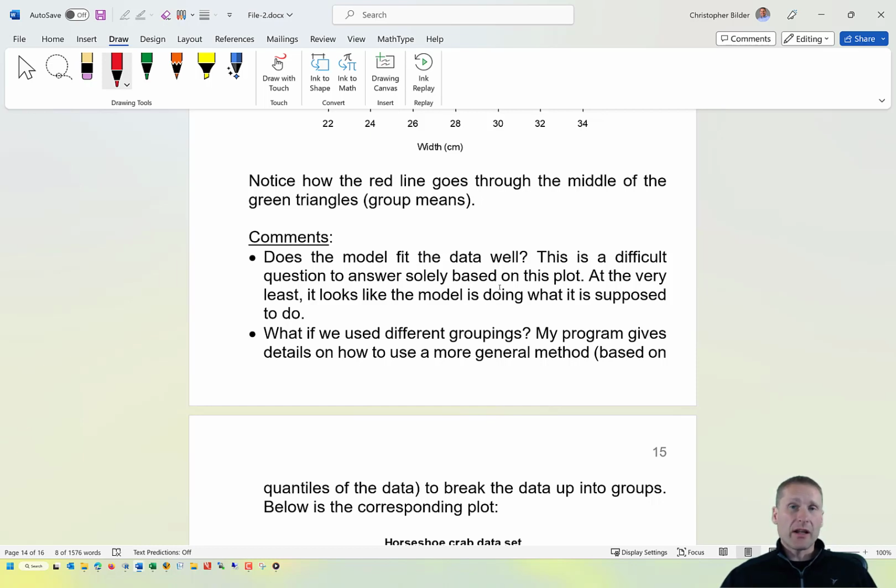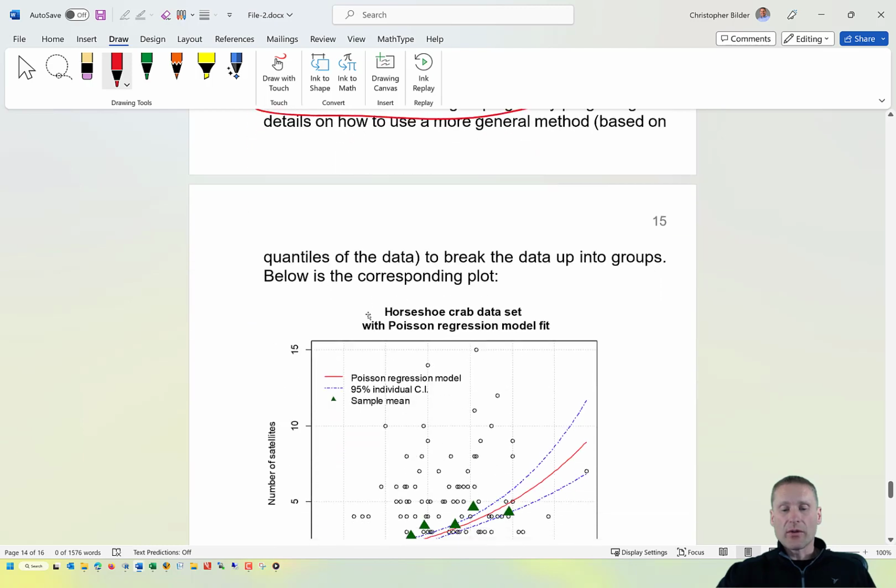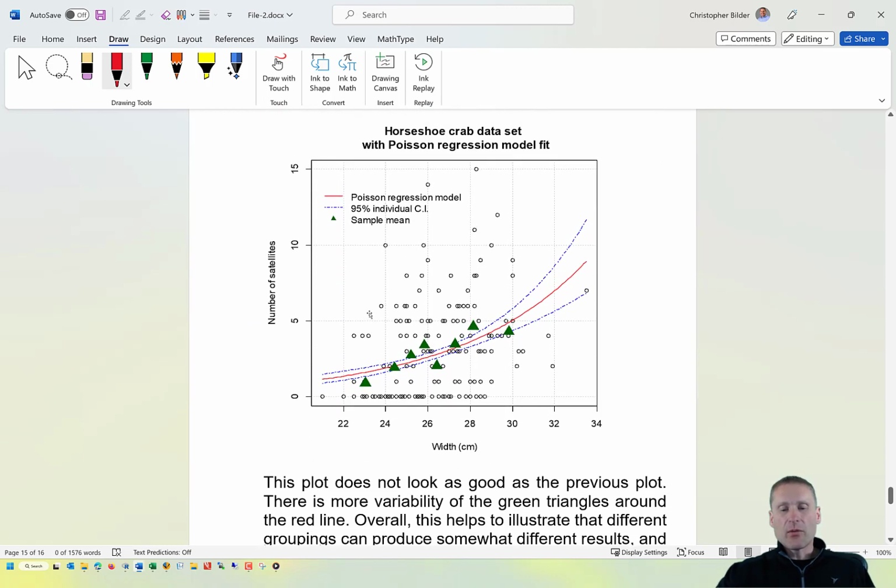When you only have one explanatory variable, it helps to do a plot like this to get a general idea of what's going on. But you might be asking yourself, well, what if we use different groupings though? Well, my program gives some details about how we can more automate the process of finding these groupings, maybe using quantiles of the widths for the female crabs. And if one were to do that, this is what we get. And we can see these green triangles are not fitting as closely to the red line as we saw before, but still, it's not really too bad. But again, what the red line is trying to do is essentially go through the middle of those green triangles.